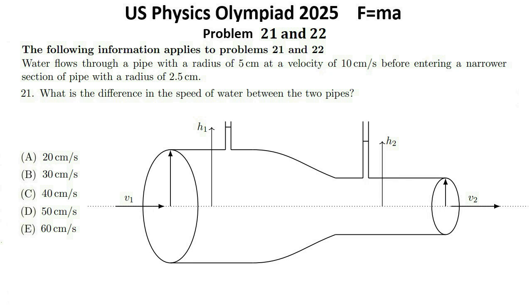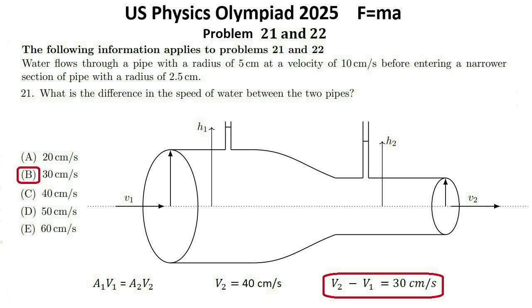Solution to problem 21. We assume that water is incompressible. Therefore, A1V1 is equal to A2V2. Here, A1 and A2 are the cross-sectional areas, related as the squares of the radii. Then V2 will be 40 cm per second, and the difference V2 minus V1 will be 30 cm per second. This is answer B. And this is the solution to problem 21.